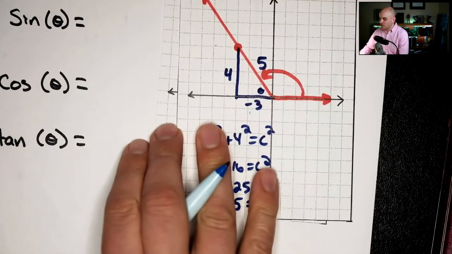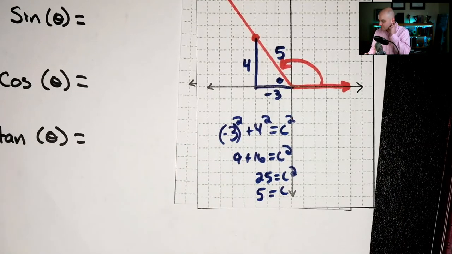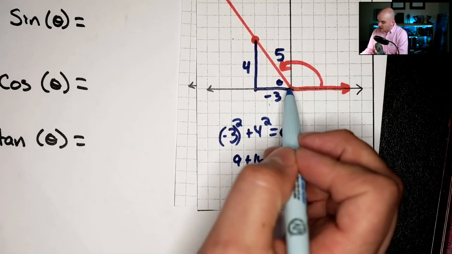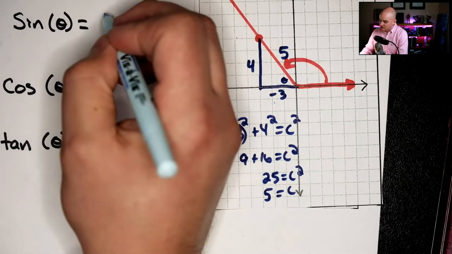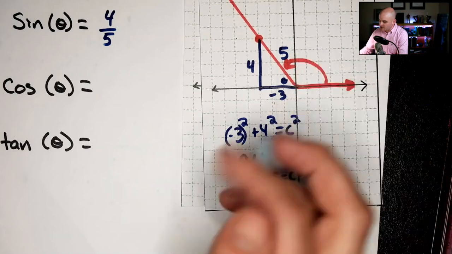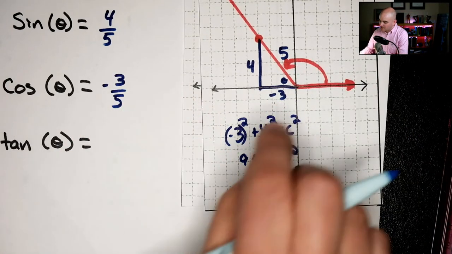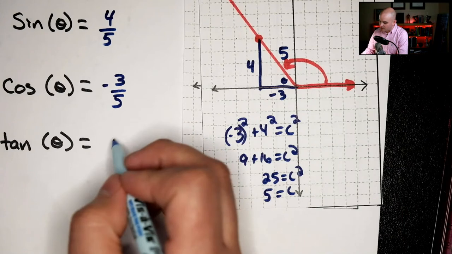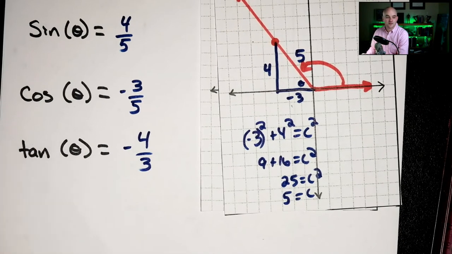And now I can quickly go through and write out the sine, cosine, and tangent of these angles. So the sine is going to be the opposite over the hypotenuse. So in this case, it's 4/5. The cosine is the adjacent over the hypotenuse, or -3/5. And then the tangent is the opposite over the adjacent, which is -4/3. So that's those three right there listed out.